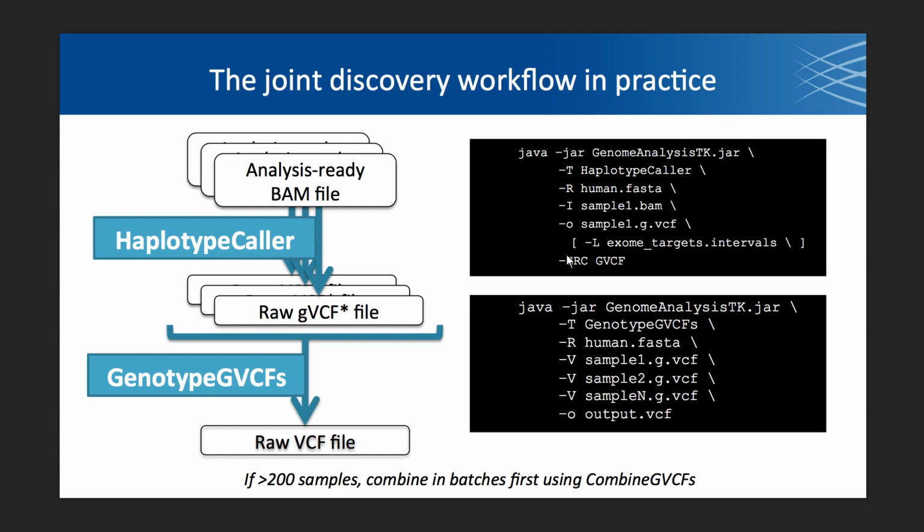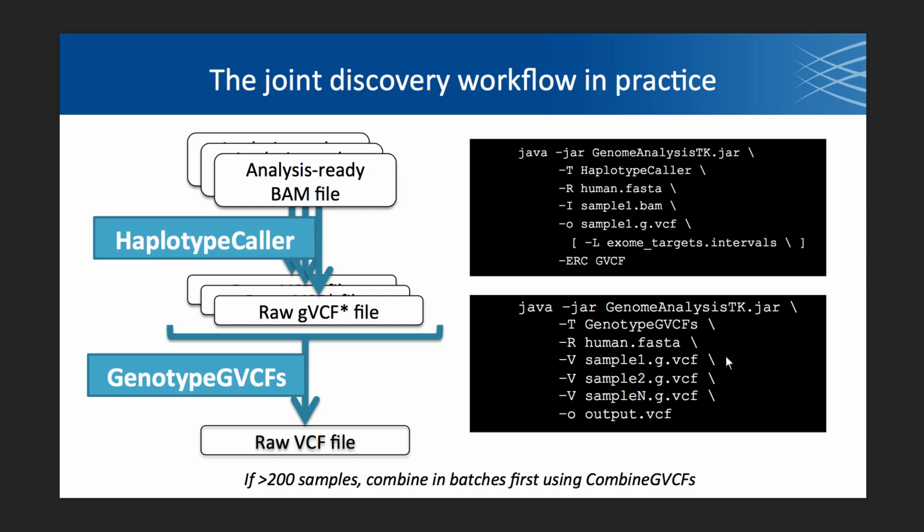And we added this emit reference confidence, GVCF argument, to say that we do want the non-reference allele. We want to combine this with other samples later. And then once we run HaplotypeCaller on all the samples that we want to use, we can run genotype GVCFs to combine their intermediate files together to get one final call set.